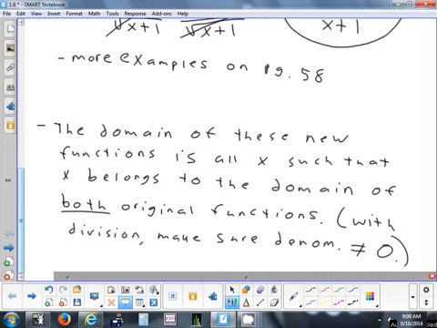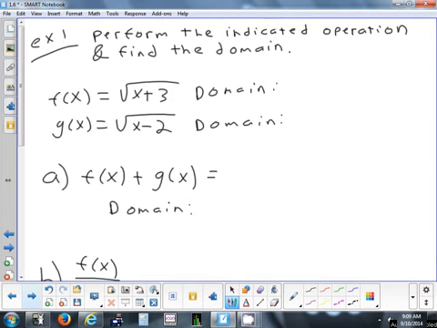Okay, and those are really the only two things you've got to be careful with. Make sure you're never taking the square root of a negative. Make sure you're not going to divide by 0. Pretty much everything else we're going to do for functions will work fine, except those are the two things you've got to be careful with.